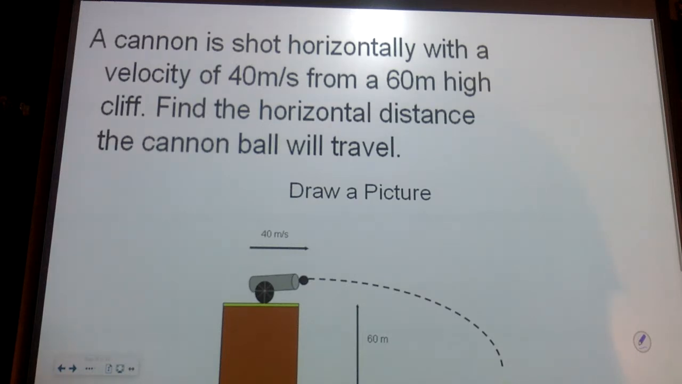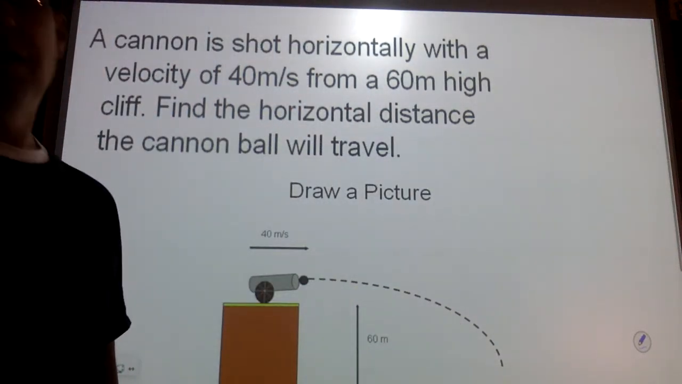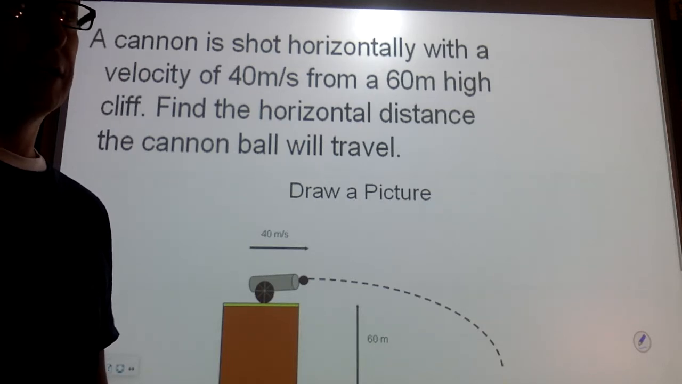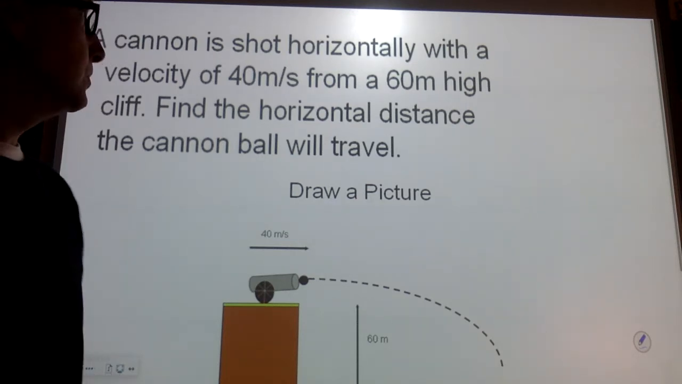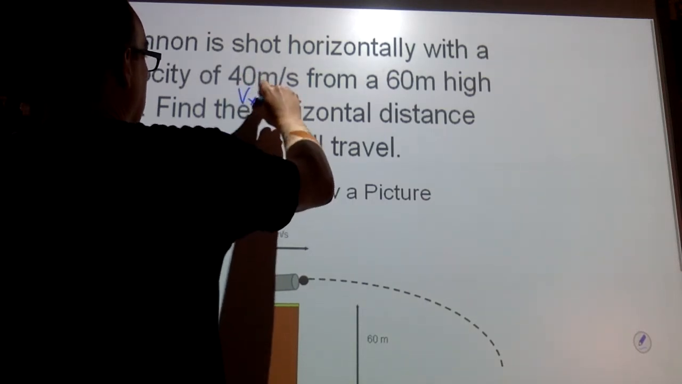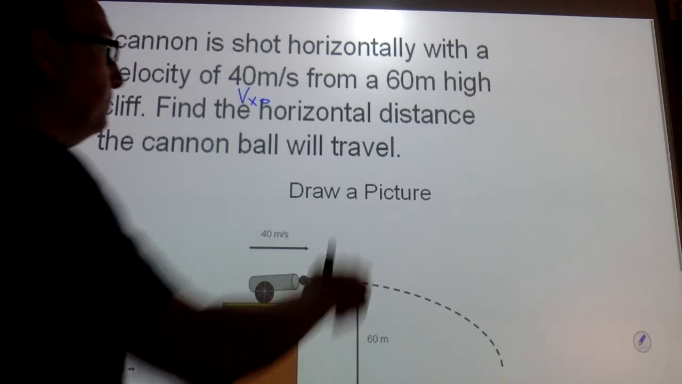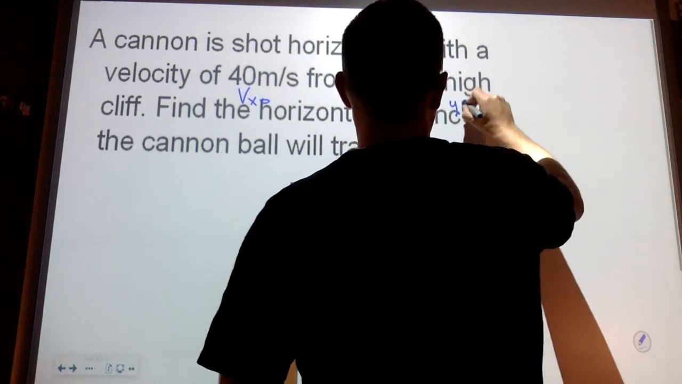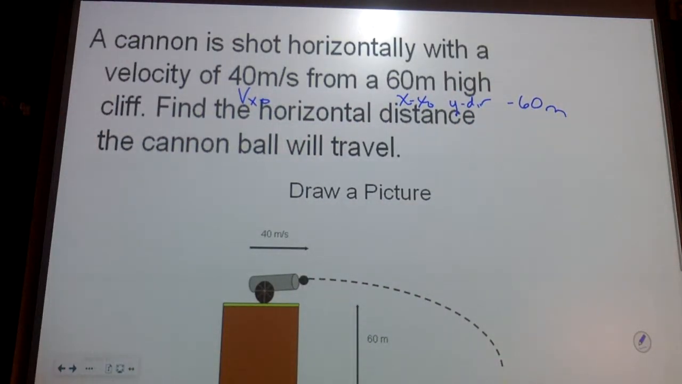All right, another example. Now we're shooting a cannon. So this was what Galileo was supposedly to have done, was to shoot a cannon and drop something out of a tower. So I'm shooting a cannon horizontally with a velocity of 40 meters per second. So this is going to be my initial velocity in the X direction from a 60 meter high cliff. This is going to be my displacement in the Y direction. So those are our two givens.